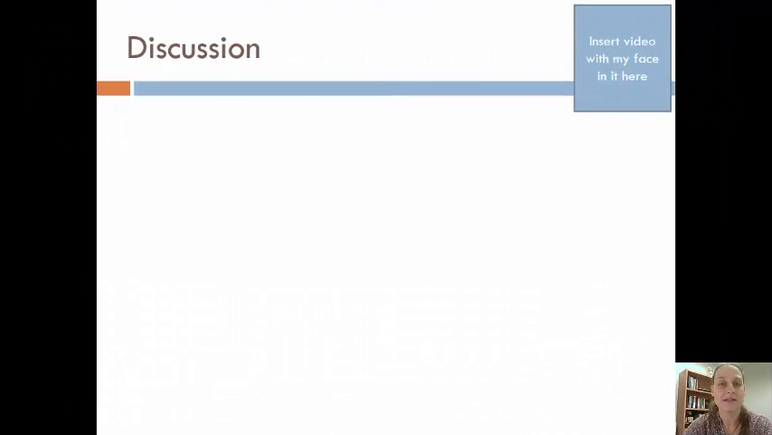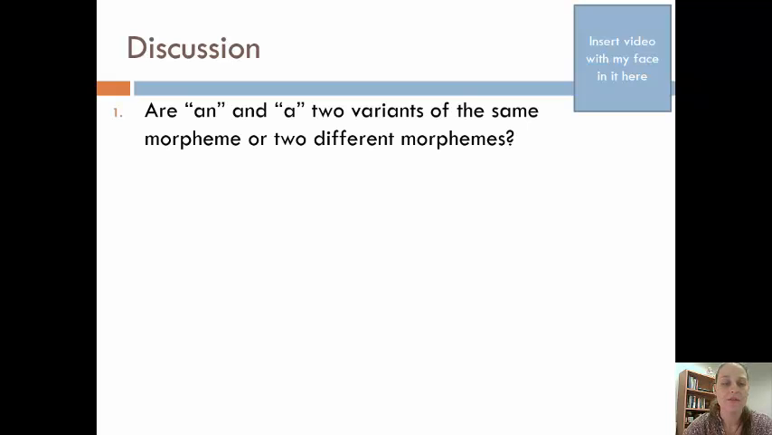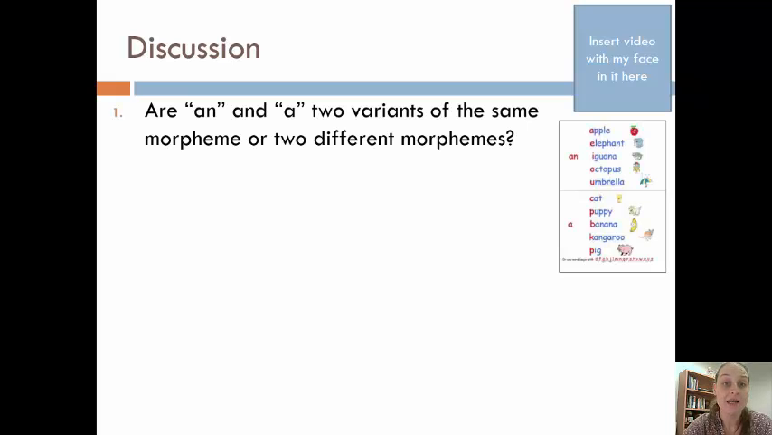So let's discuss some interesting questions about morphemes, and these questions will sort of test your understanding about morphemes in general. The first question is, are un and in two variants of the same morpheme or two different morphemes? And so here you should be thinking about whether un and in play the same role, and if that n difference between the two really makes a meaningful change.